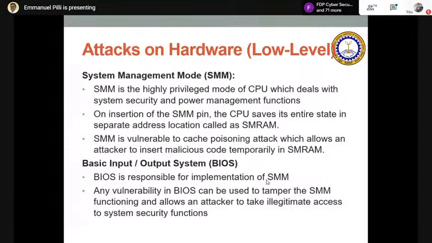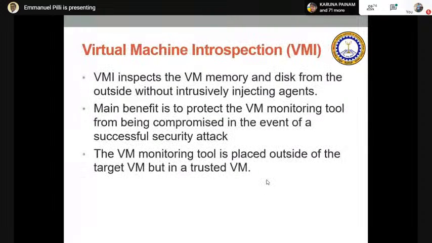SMMs are vulnerable to cache poisoning attacks, which allow an attacker to temporarily insert malicious code in SMRAM. Similarly, the basic input output system, BIOS, is responsible for the implementation of SMM, the system management mode. Any vulnerability in BIOS can be used to tamper with SMM functioning and allows an attacker to take illegitimate access to security functions. So, how do I actually investigate what's happening in a virtual machine?